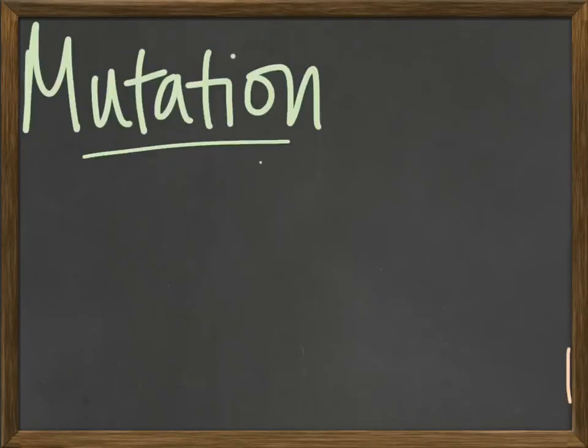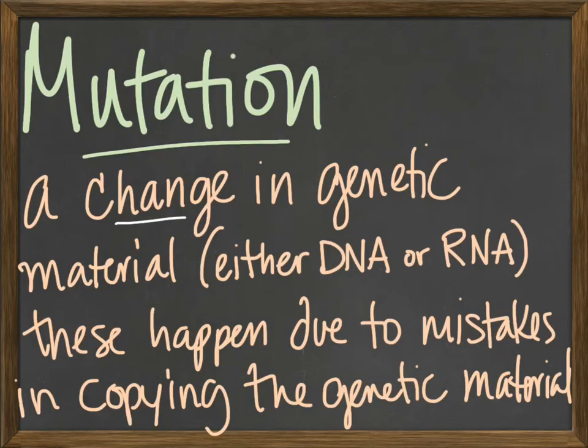Mutations. This is probably one for which you found no obvious root or prefix or suffix, though you've probably heard of mutants, and you probably think you know what a mutant is. Maybe some crazy looking thing with glowing red eyes and horns coming out of its face, and who knows. Well, I hate to tell you, but mutation is not nearly as exciting as that. A mutation is just a change in genetic material, and that could be DNA or RNA.